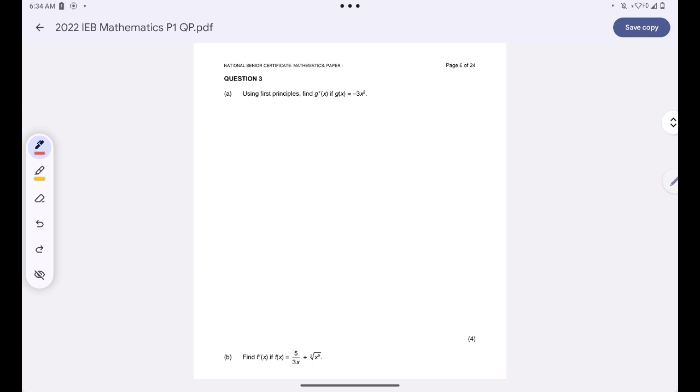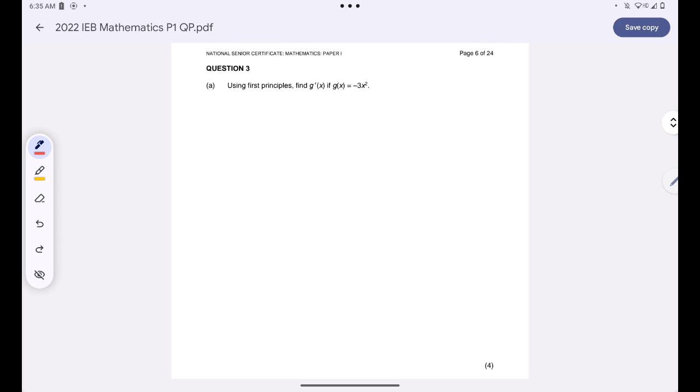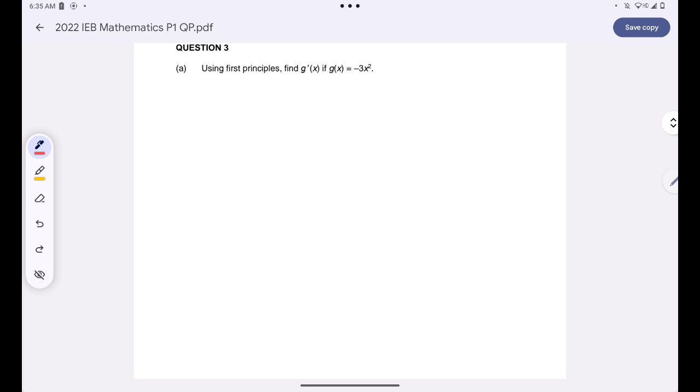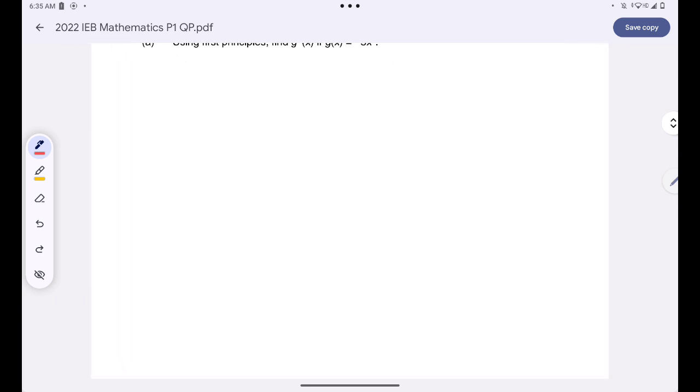Using first principle, find the derivative of g of x if g of x is equal to negative 3x squared. From first principle, g prime of x will be equal to the limit as h approaches 0 of g of x plus h minus g of x all over h.